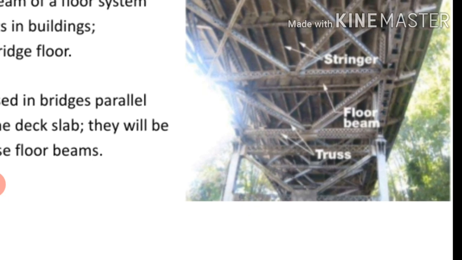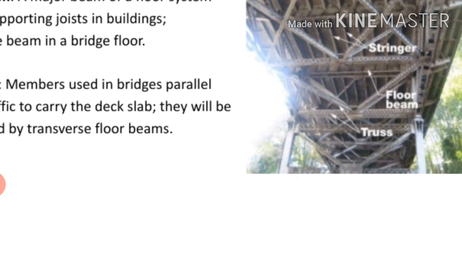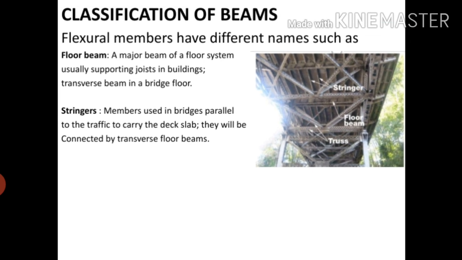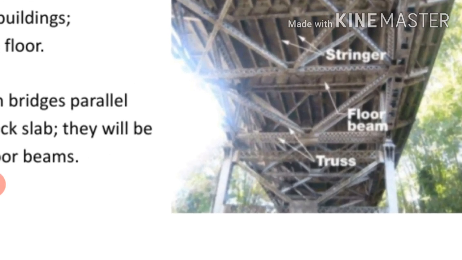So here floor beams and stringers are marked. Stringers are members used in bridges parallel to the traffic to carry the deck slab. They will be connected by transverse floor beams. Look at the beams here, the stringer beams. They are provided and marked here.